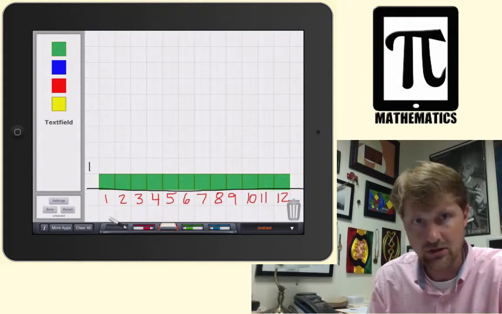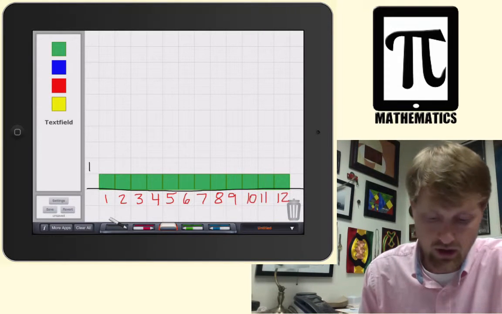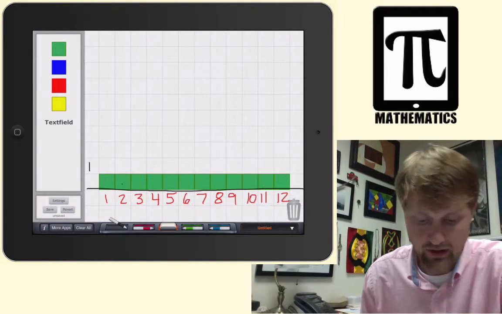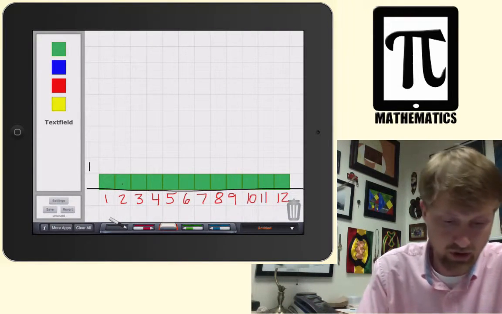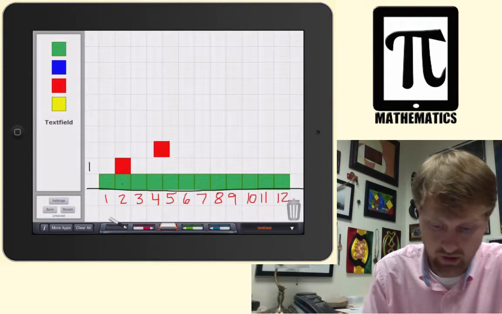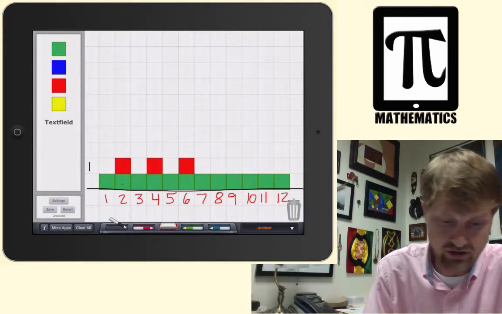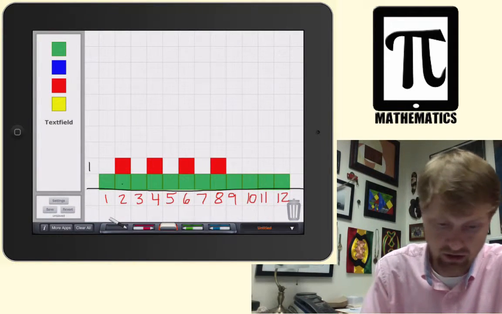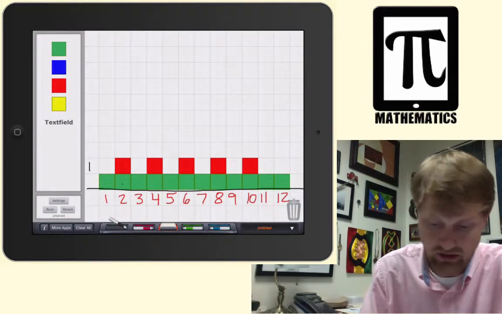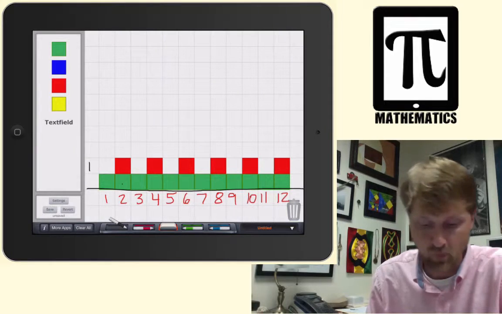The second student's going to come in and change the state of every second door. We're going to go to the second door here, and it was open, so we're going to close it. Then we go to the fourth and close the fourth. We go to the sixth and close the sixth, the eighth and close the eighth, the 10th and close the 10th, and the 12th and close the 12th.